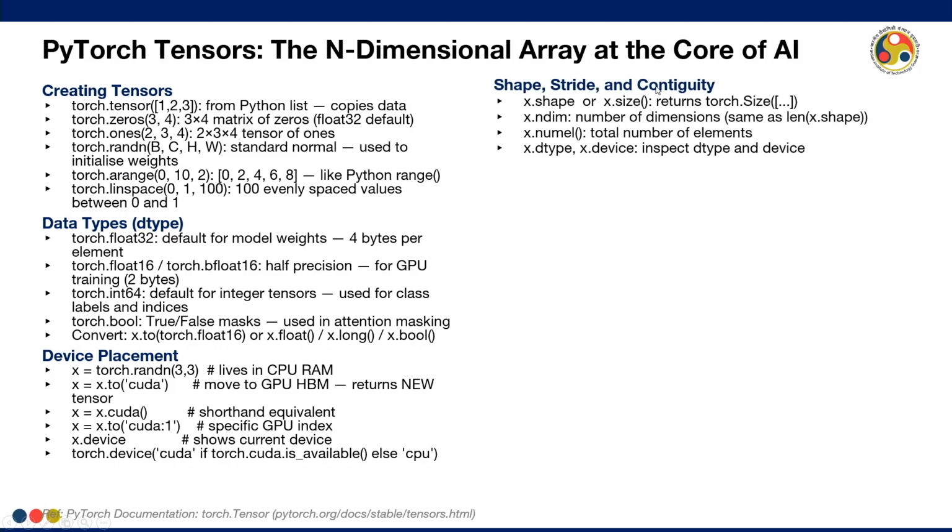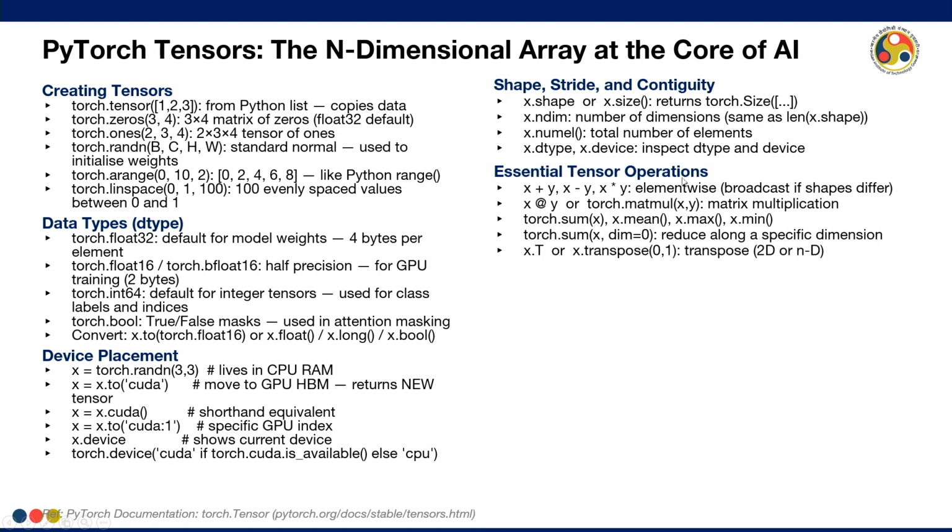Shape, stride and contiguity of the data will be managed by functions like shape, size, ndim, numel, then dtype. All these functions are run in the handout that I will show. The essential tensor operations are addition, multiplication, subtraction, which we can do element wise. We can also do broadcast if shapes differ. We'll also see in the handout what exactly this broadcast means.